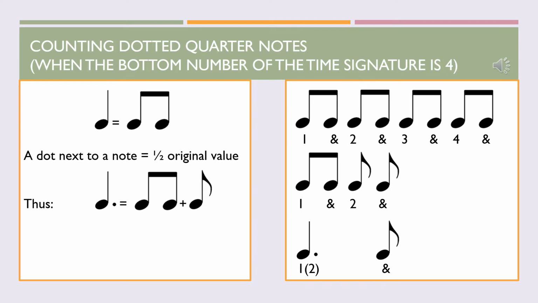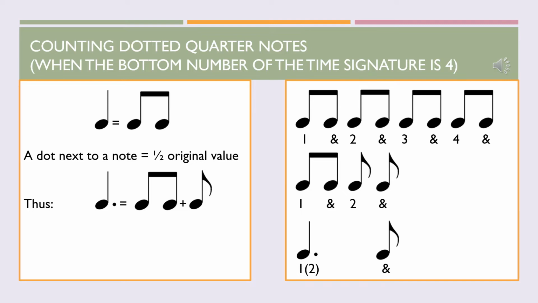On the right, you see the counts written under 4 pairs of eighth notes: 1 and 2 and 3 and 4 and. Underneath that, you see a pair of eighth notes that have been beamed together, and then a pair of eighth notes that are not beamed together that have flags instead. It's the same duration as if they were beamed together. So you see 1 and 2 and.